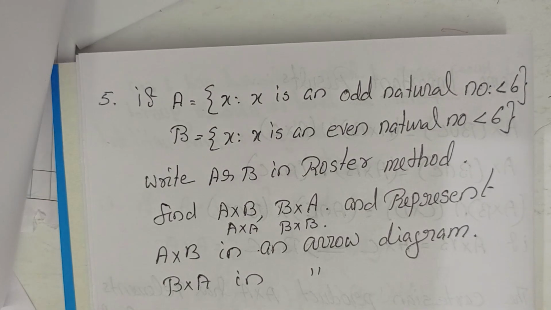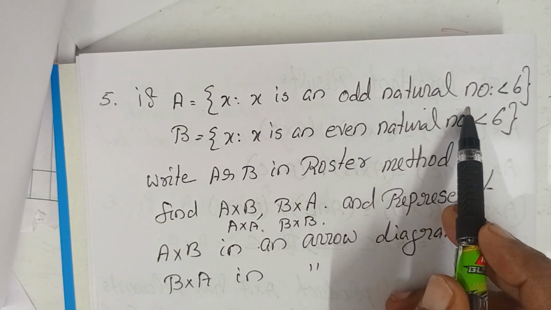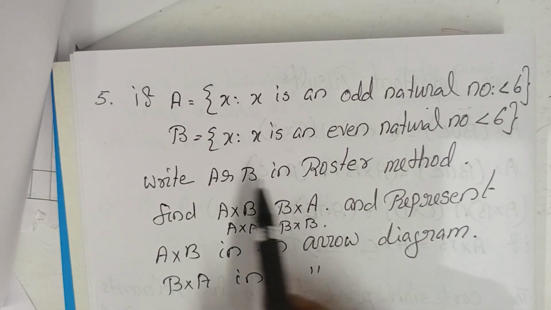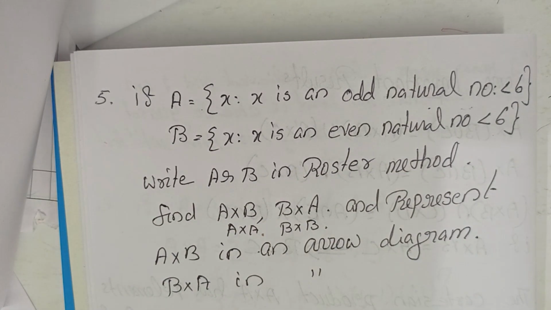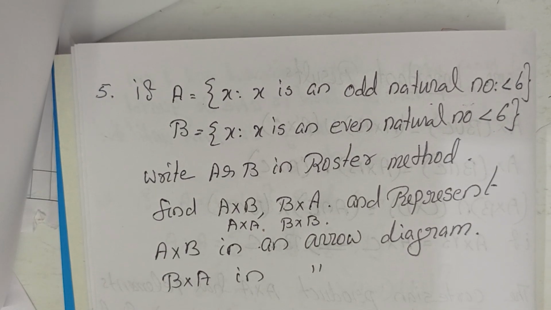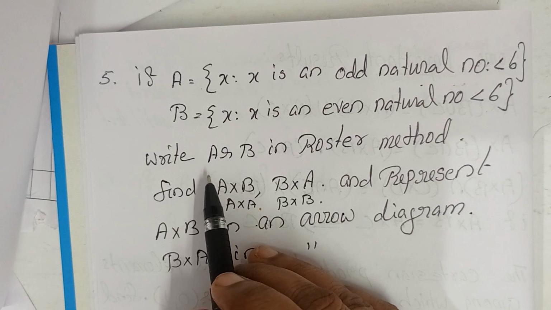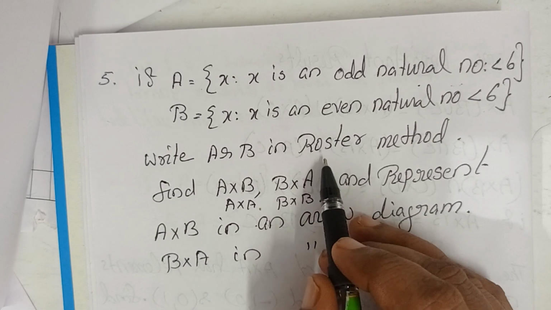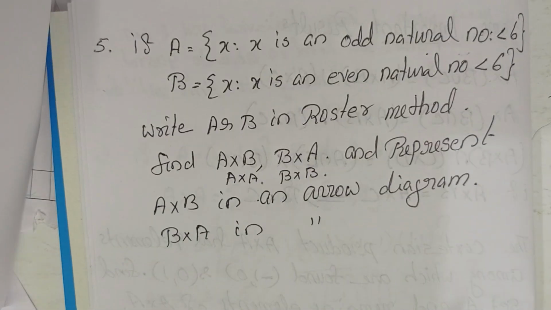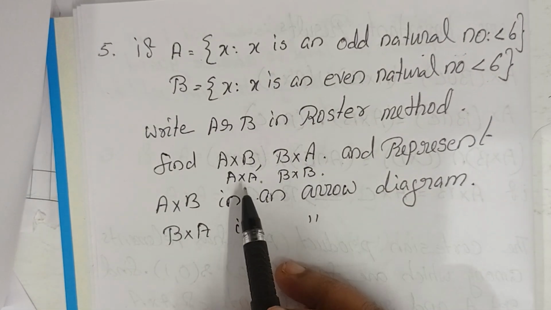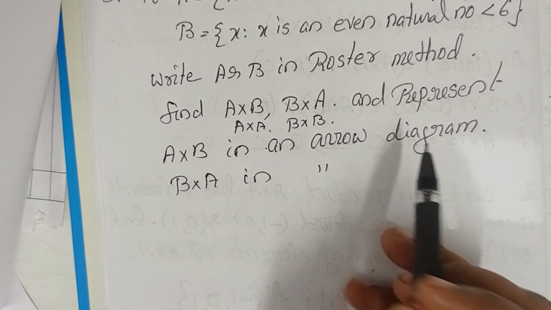If A equal to set of all x such that x is an odd natural number less than 6 and B is an even natural number less than 6. These are the 2 points given in the question. First, our question is from sets. Write A and B in roster method, isn't it? And second one is find A cross B, B cross A, A cross A, B cross B. One more type. Find A cross B in an arrow diagram.